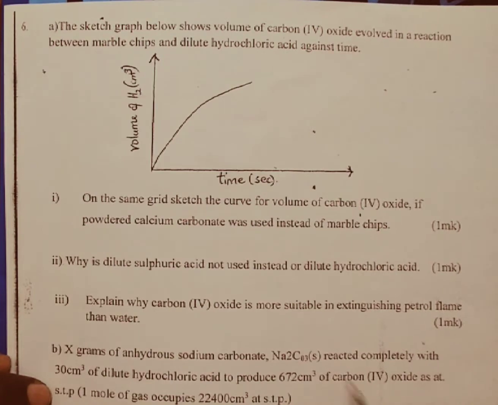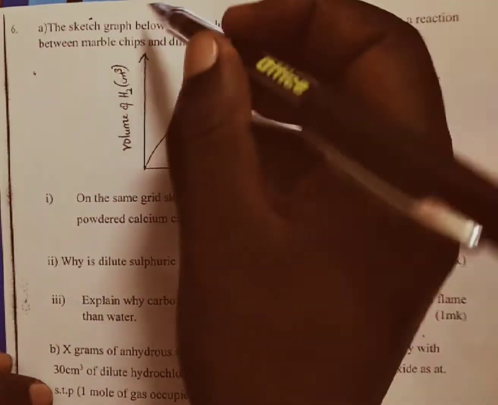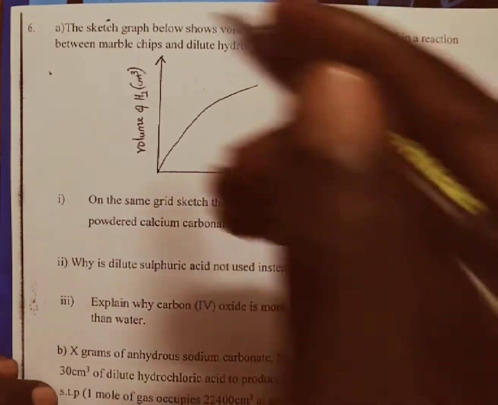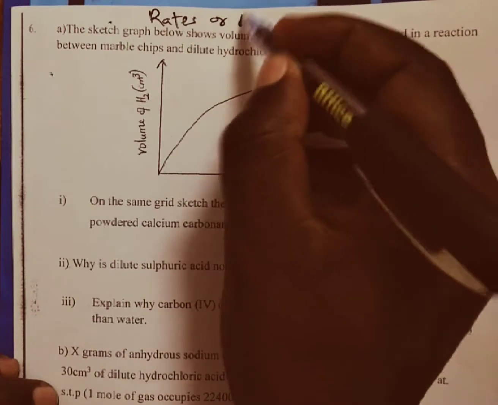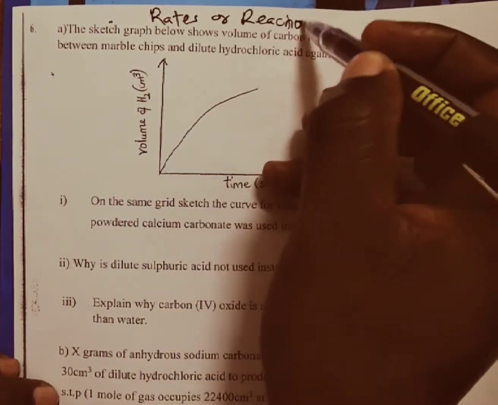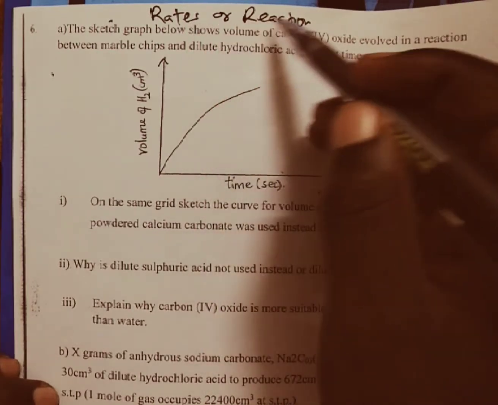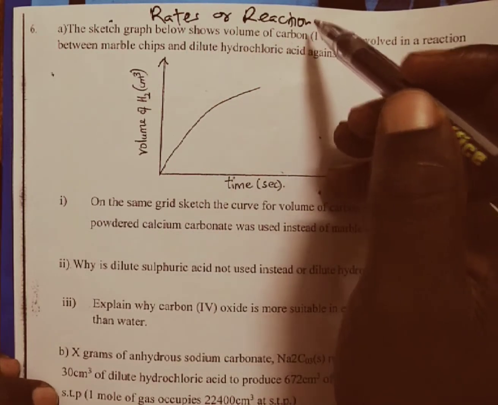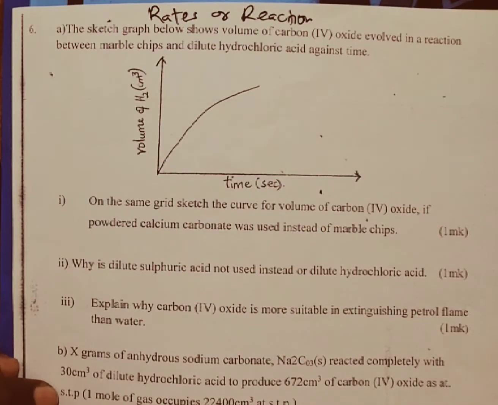Today we are going to go through a topic in Form 4 under the rates of reactions. Rates of reactions. In this case, we know when we are talking about rates of reaction, we are looking at the speed at which a chemical reaction takes place.